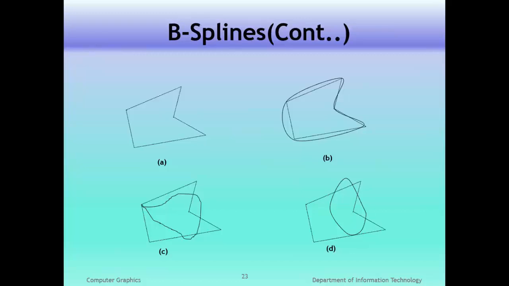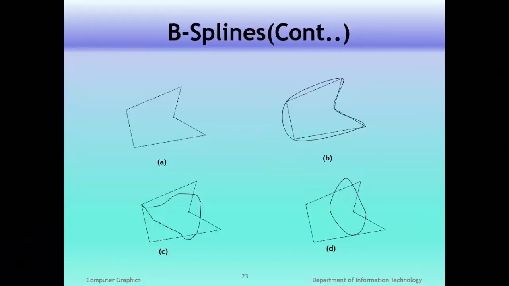Suppose that there are 5 sample points as shown in figure A. We may fix up a curve from the sample points as shown in figure B. If the blending function is 1 for all values of A, these are the 5 points: first point, second point, third, fourth and fifth.